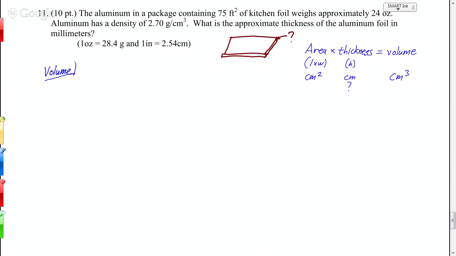So the volume of our aluminum we're going to get by looking at the density and the mass. 24 ounces, and then we're told that an ounce is 28.4 grams.